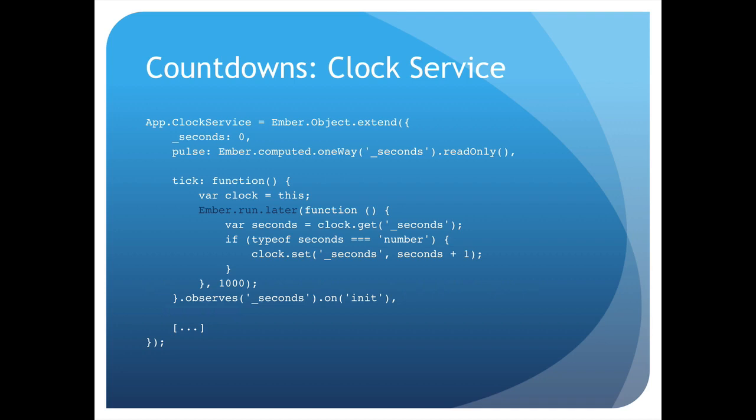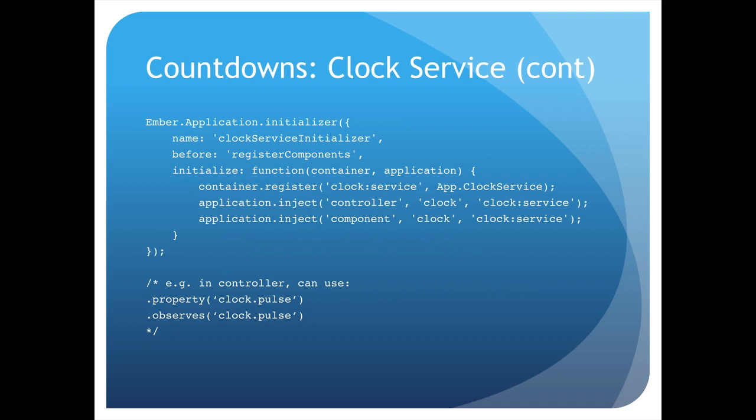So this is just a quick look at how it works. You have an app.clock service, which is an Ember object. It's got this tick function that goes on in it, so when it initializes, it starts running. You can use setTimeout, the JavaScript one, but I've been told it's better to use Ember.run.later, which is the Ember run loop. That tells the run loop that in 1 second, I want you to rerun this, which will add a second onto the clock service. And then there's this property called pulse, which is the main one that I observe.